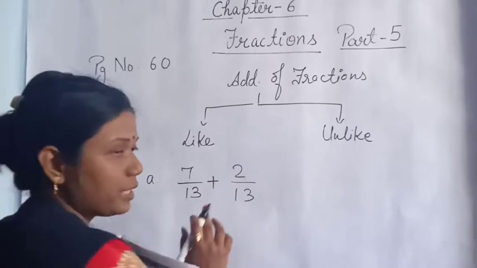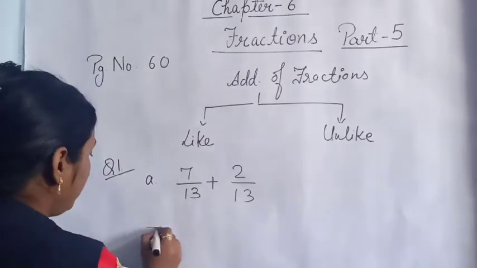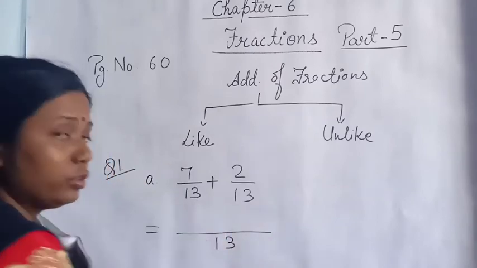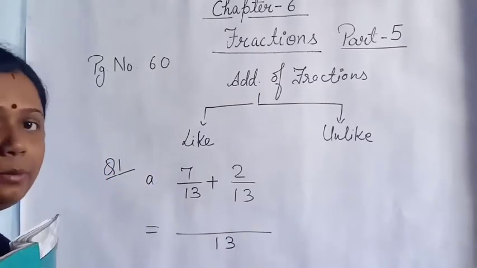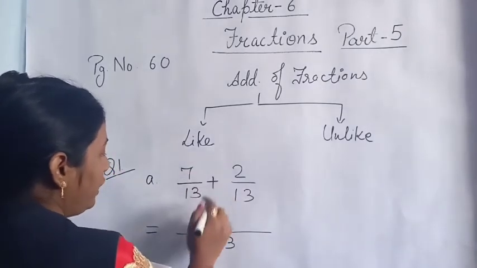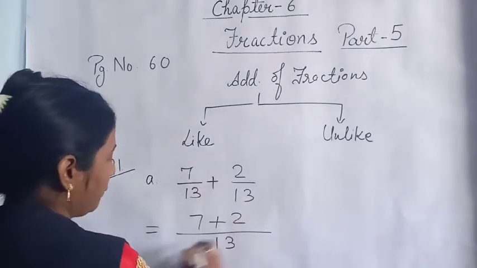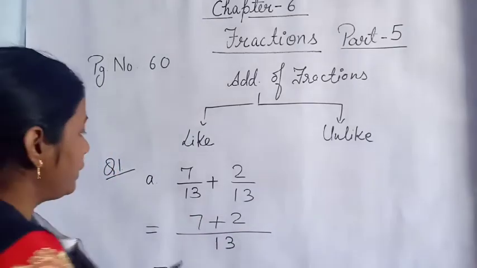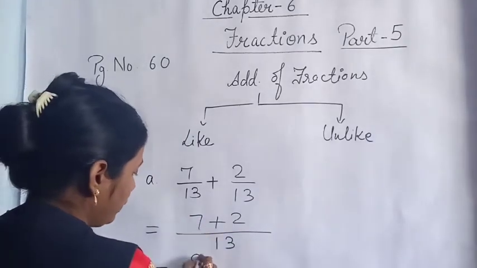So we will firstly write the denominator one time only, because both the fractions have the same denominator. Then we will directly add the numerators, and the numerators are 7 and 2. 7 plus 2 is 9.